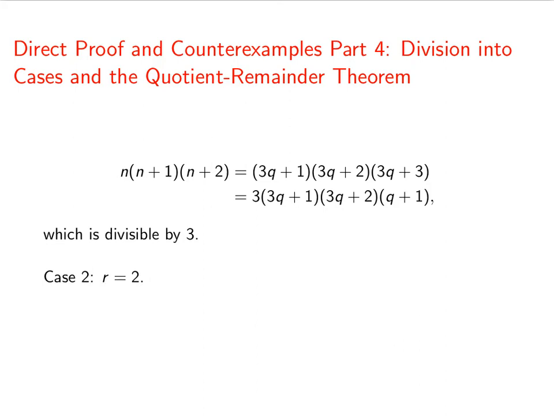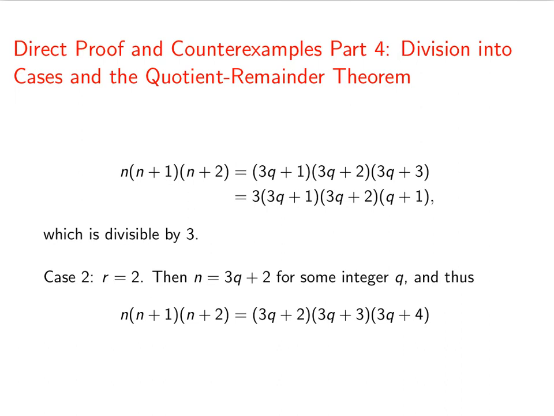Our final case is when r is equal to 2. In that case, n is equal to 3q plus 2 for some integer q. And that means now n times (n plus 1) times (n plus 2) is equal to (3q plus 2) times (3q plus 3) times (3q plus 4). So now what are we going to do? We're going to factor a 3 out of this piece here. So that's what we've done. We factored a 3 out of this piece here, and we ended up with a 3 out in front. And so that tells us that in this case also, n times (n plus 1) times (n plus 2) is divisible by 3.